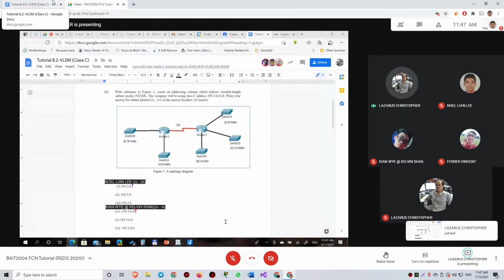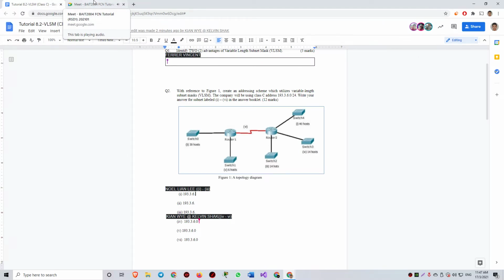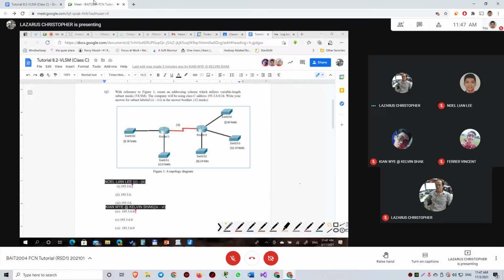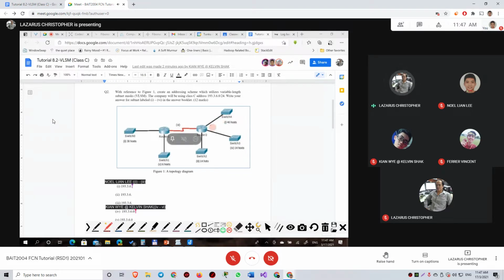All right. So when you look at it, how many subnets? Well, let's count together. 1, 2, 3, 4, 5, 6. 6 subnets.